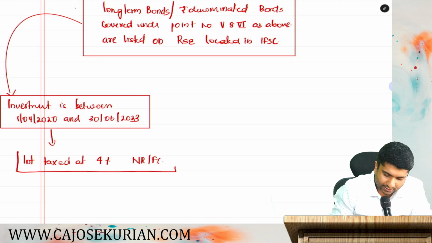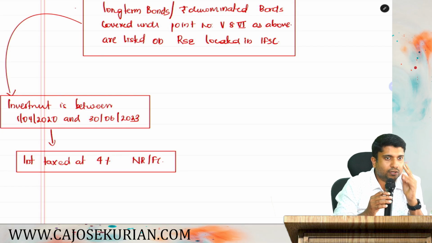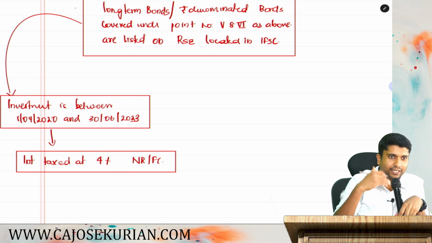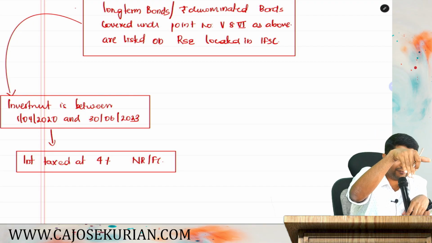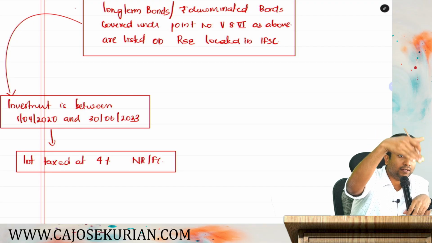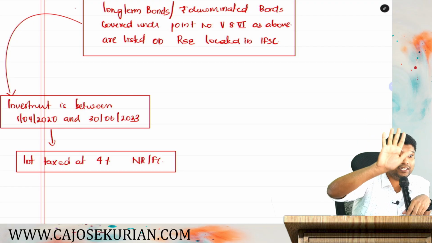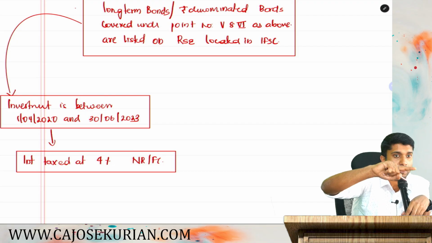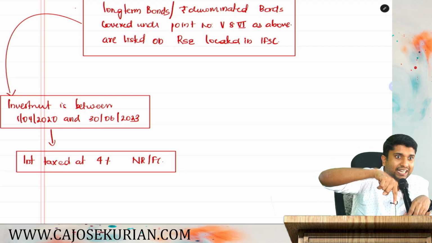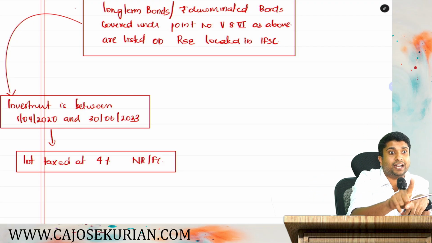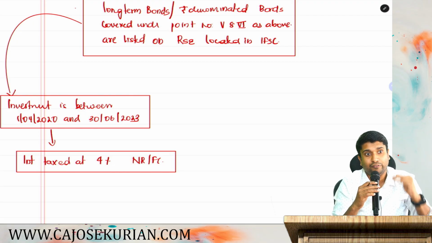Instead of 5%, it is 4%. Are you with me? Are you all here? In the case of interest income from these two bonds, if it is listed outside IFSC or if it is not listed, then the tax on the interest is normally 5%. But if it is listed on a recognized stock exchange located in an IFSC, we are giving you an additional 1% discount. You pay tax only at 4% instead of 5%.